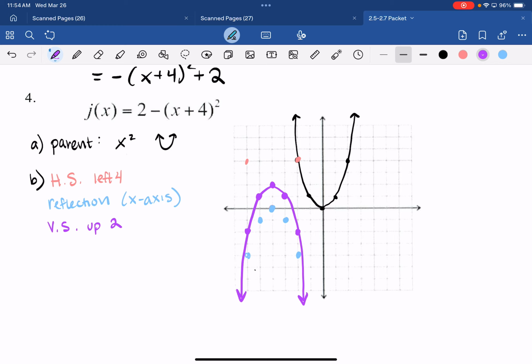All right, so my purple line on the screen right now is my final graph. I did my pink one first. My pink dots, most of them actually got covered up here, but this was the first one. I moved it to here, shifted it left 4. Then I reflected it down. That's my blue. And then for my vertical shift, I took that whole thing and moved it up 2. Okay?